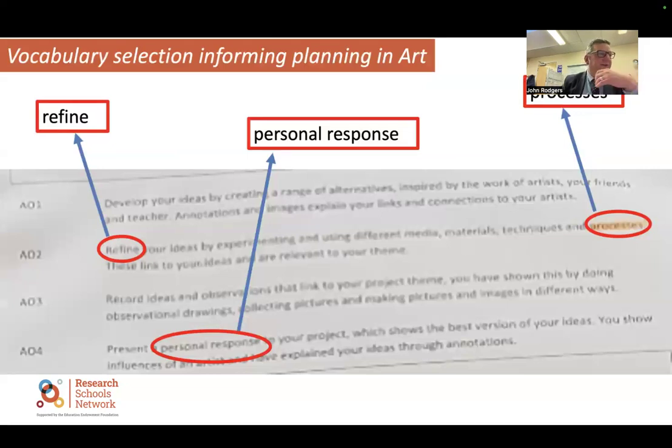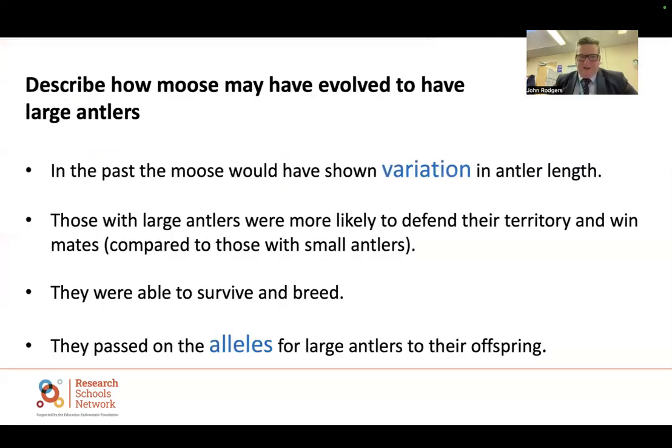Here's one from Art. These are examples of the Key Stage 3 assessment objectives for Art. I know it's not very clear, but it shows some of the key vocabulary that the students are going to have to be able to demonstrate in order to meet that assessment objective, and therefore probably need to be explicitly taught. What does a personal response mean in art? When it says refine our ideas, what does that actually mean in art? What are the processes, the techniques, the materials? You can see some of the words there. So even in art, this sort of explicit language is going to need to be taught, practiced, modeled, scaffolded, and then that removed.